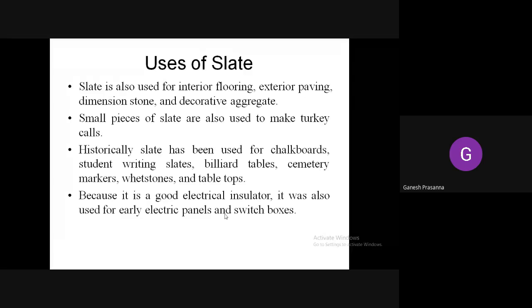Also billiard tables. Yes, billiard tables were also made of slate itself. Symmetry markers, whetstones and tabletops as well. Because it is a very good electrical insulator, it was used for electric panels and switch boxes. If you go to a house which is 100 to 150 years old, you can see these things. In northern Karnataka especially, they used to design slate for electric panels and switch boxes.